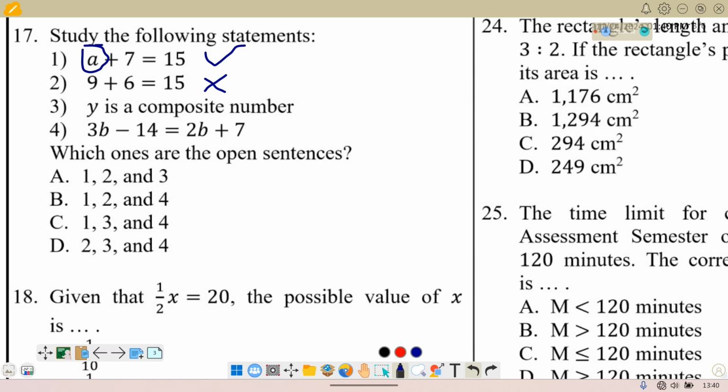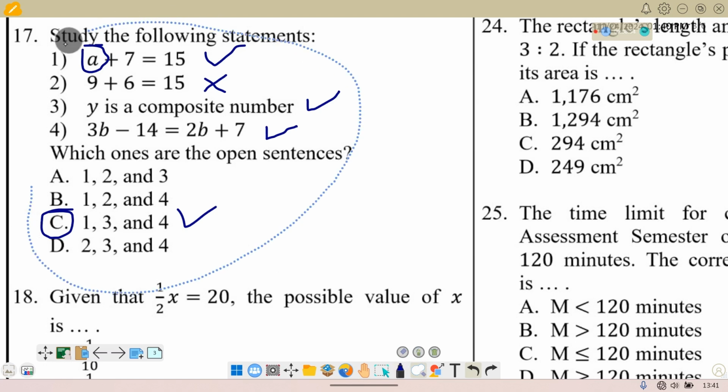Y is a composite number. This is also an open sentence. We don't know the value of y, right? And this is also B. So this is also an open sentence. So which one is correct? Numbers 1, 3, and 4. So the answer is C. Okay. Good. Now let us see the next question.